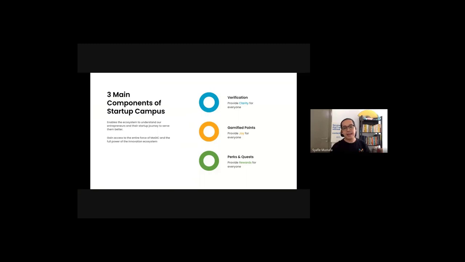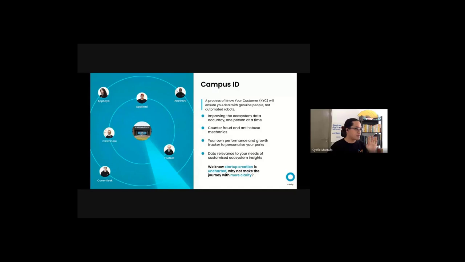Okay, so Campus ID. Campus ID is basically, like I said earlier, we want to get to know you guys so that we can personalize our offerings. Startup creation is very uncharted though, so why not give it some more clarity in terms of how you do things? By us getting to know you, you get to know us even better, and we can offer even more personalized solutions to you guys.